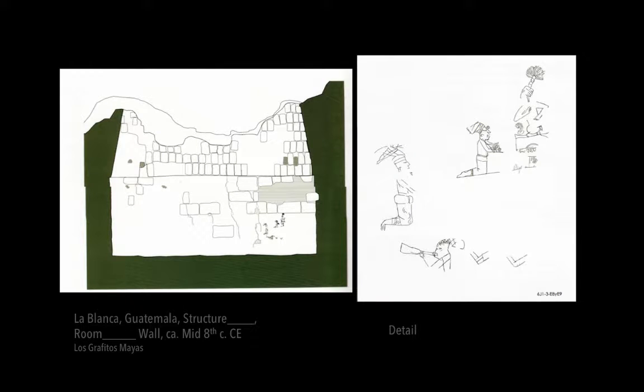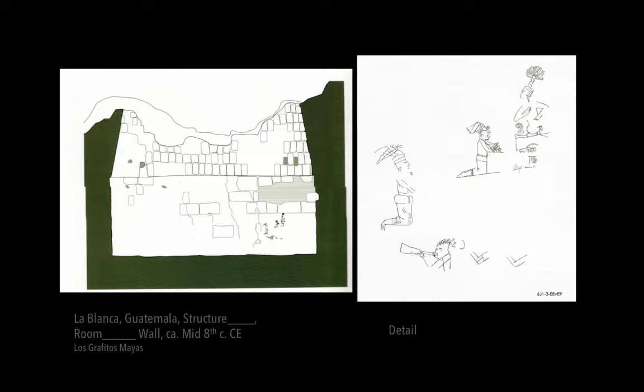This is another example of graffiti from another site in another building. It's the site of La Blanca, which is also in Guatemala. And the site of La Blanca has enjoyed a lot of scholarship documenting and interpreting graffiti. The site of Tikal has not had as much, and in fact, Tikal has more graffiti, but because Tikal has such extraordinary architectural sculpture and burials and architecture in general, that has been the thrust of scholarship. At La Blanca, they're really looking at the graffiti.